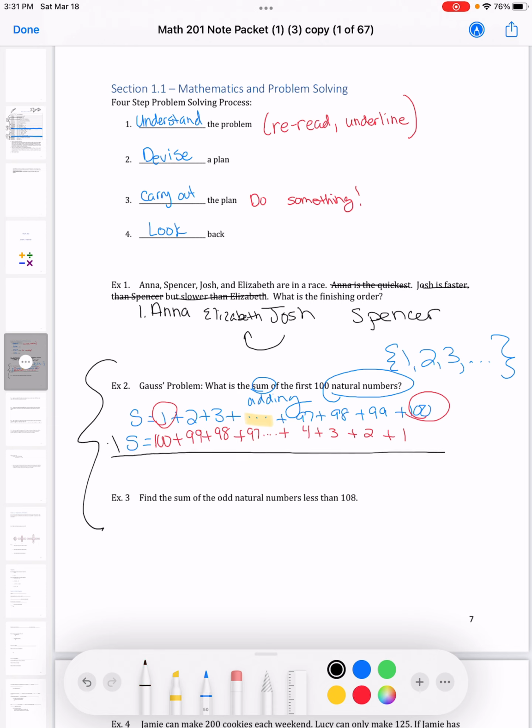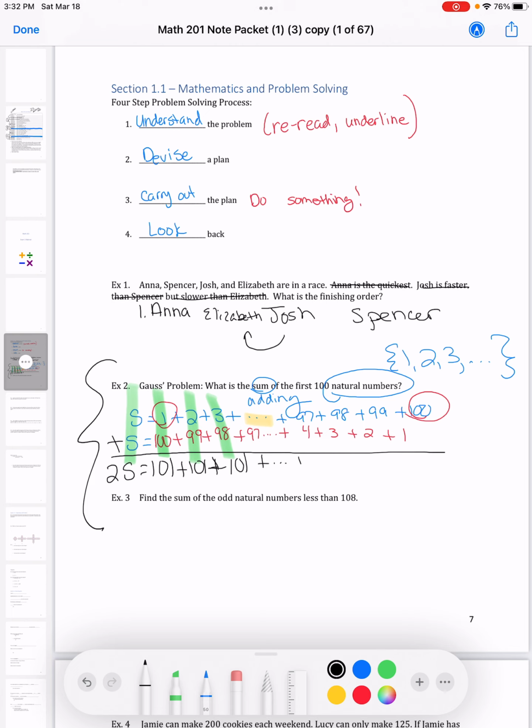Now I'm going to do a little bit of algebra. I'm going to add down the columns. Let me show you what I mean by columns. So here's a column right here. S plus S is 2S. 100 plus 1 is 101. 2 plus 99 is 101. Oops, that's a plus. 3 plus 98 is 101.